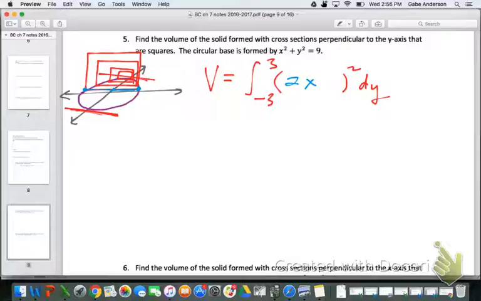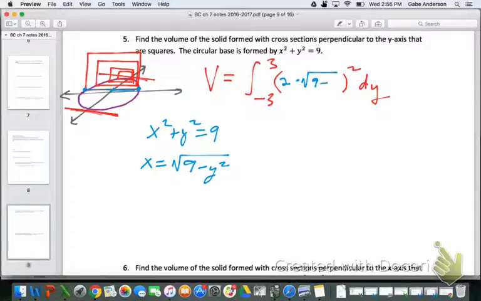So what could I use to replace the x with something that only has y's? You can solve for x in your original form. Yep, use the circular base formula to do that. So it's going to be 2 times, I'll just take x squared plus y squared equals 9. And as suggested, we'll solve for x. So that would be x equals the square root of 9 minus y squared. And that x that used to be there, I'll just replace it with the square root of 9 minus y squared. At this point, it would be set up.